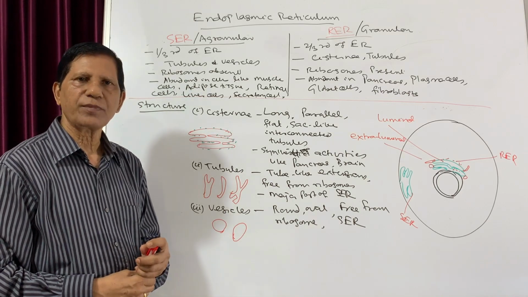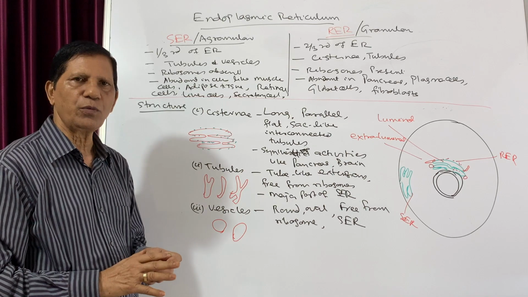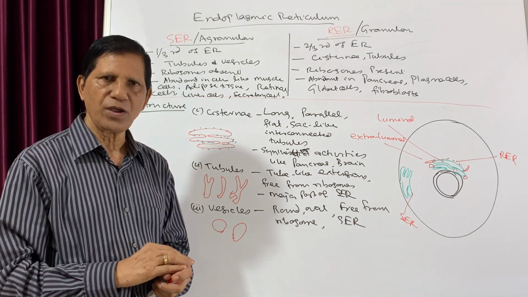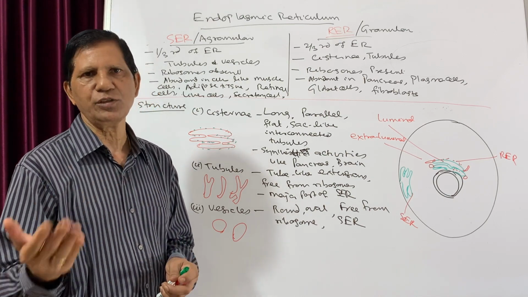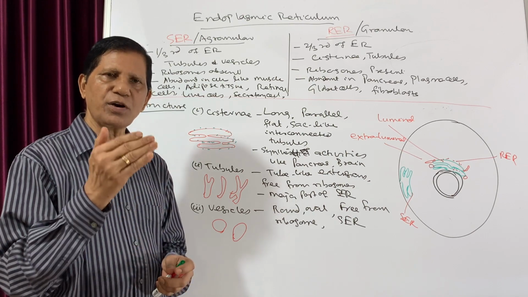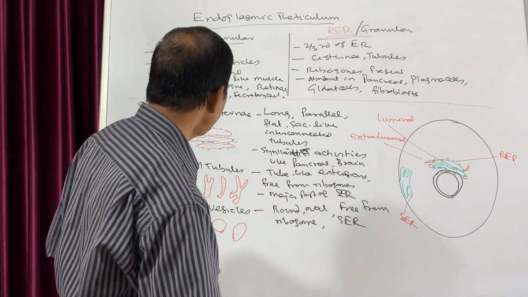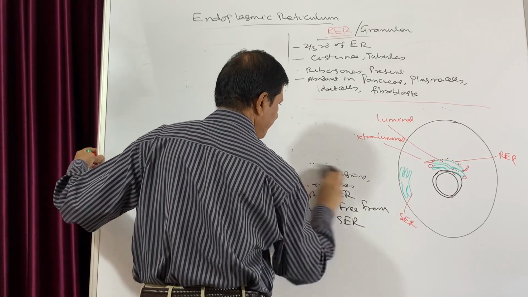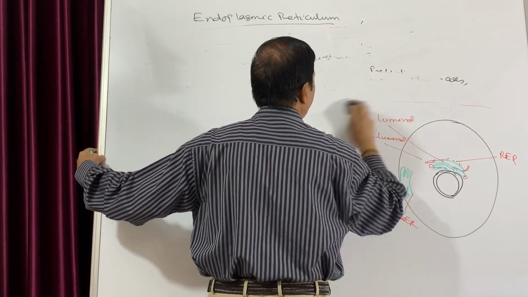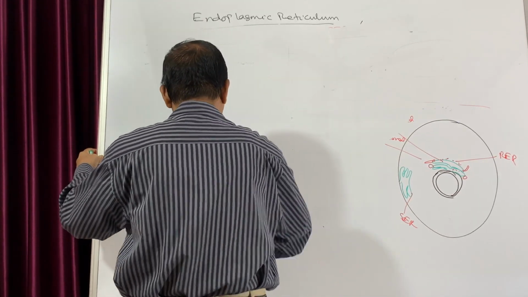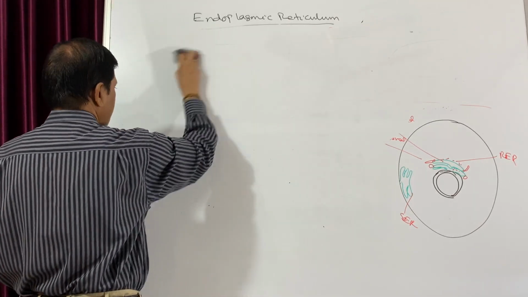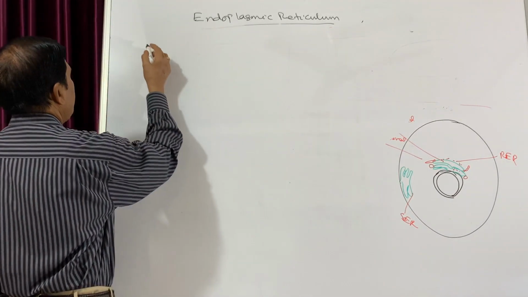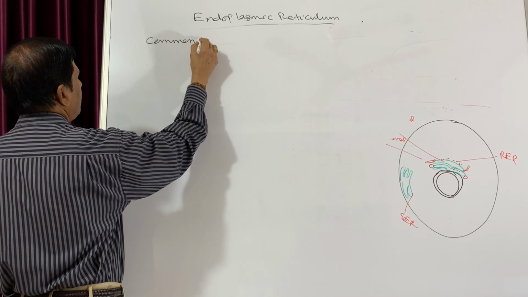Now, in case of endoplasmic reticulum, the functions are very important, and while discussing the functions, we will discuss in three different parts. There are some functions which are carried out by both smooth and rough endoplasmic reticulum, while there are specific functions carried out by rough and by smooth. So we will discuss in three headings: common functions, functions by RER, and functions by SER. First, the common functions. That means what are the different functions which are carried out by both smooth and rough endoplasmic reticulum. That is common functions.